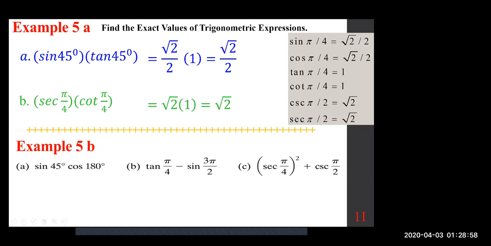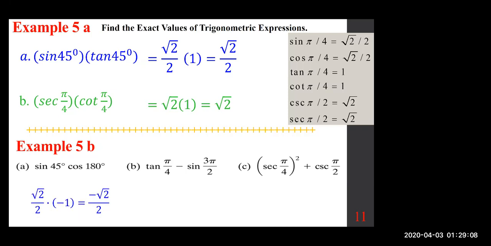Sine of 45 degrees, cosine of 180 degrees. Sine is square root of 2 over 2, and cosine of 180 is negative 1. Hopefully everybody remembers that. Tan of pi over 4 is positive 1 minus sine of pi over 2, which is negative 1. The result is 2.